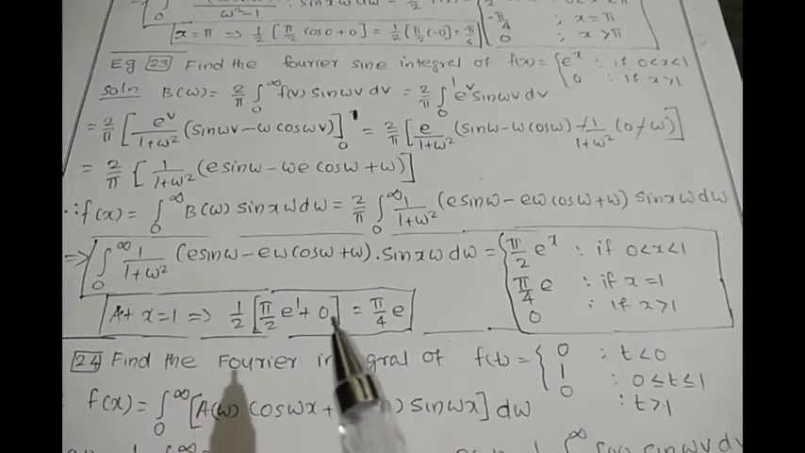So 1 by 2 into pi by 2 e raised to 1 plus 0. These two values we have to add, substituting x equal to 1, and taking the average means multiplying by 1 by 2. We will see it is pi by 4e. So at x equal to 1, the value is pi by 4e.